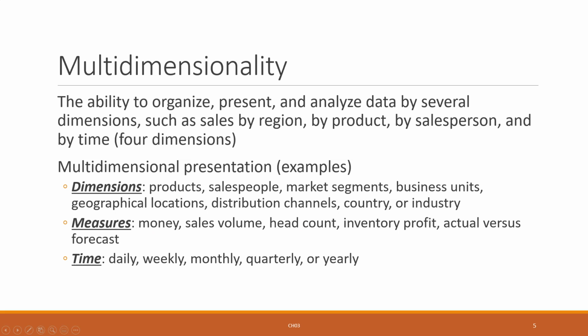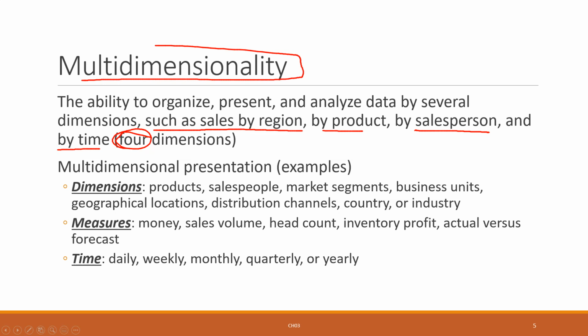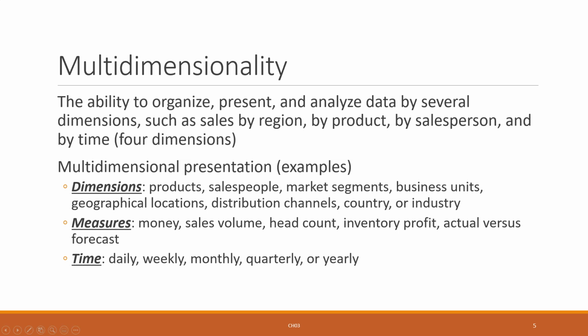So, for example, we can present data that is analyzed in several dimensions, such as sales by region, sales by product, sales by salesperson, and sales by time. This is 4 dimensions. This is the idea of multidimensionality: of all the dimensions that we could possibly have in our data warehouse and our measures, we can usually combine these to create some type of multidimensional analysis.